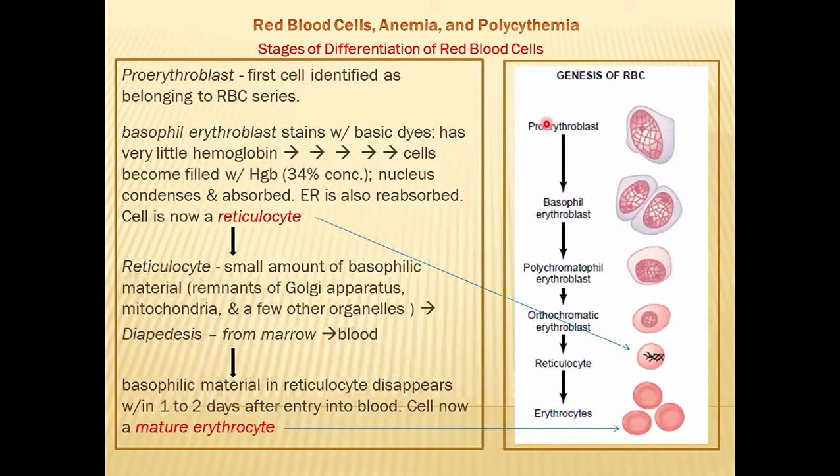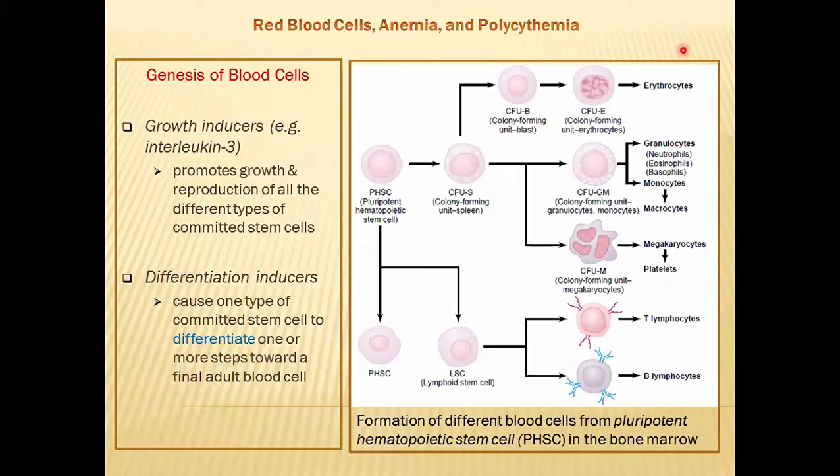Okay. So since the chapter is on RBC, the genesis of the RBC. So how did the RBC come about? Okay, so it started as a pro-erythroblast. So we'll go back to the last slide. This one. So this is the erythrocyte. So from the pluripotent hematopoietic stem cell, it differentiates into CFUs, colony forming unit cells, into a colony forming unit blast, into an erythroblast forming unit erythrocytes, or the erythroblast to become mature erythrocytes.